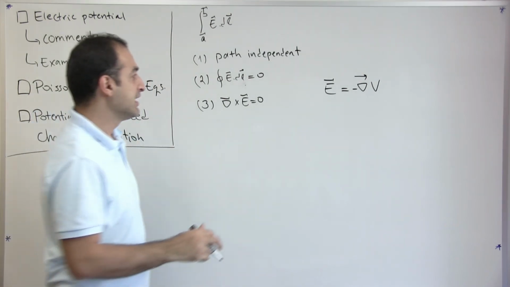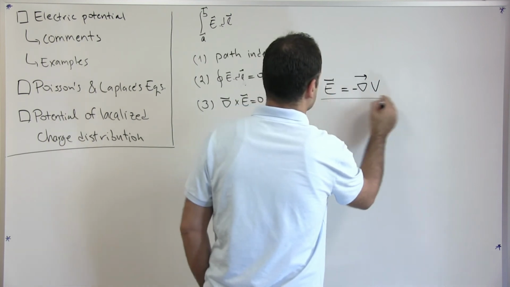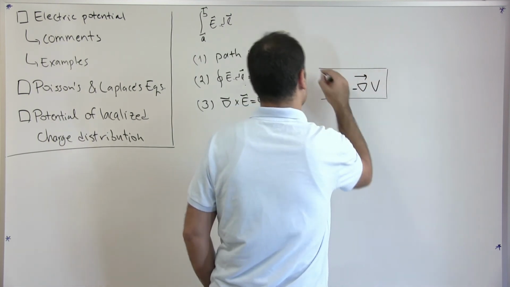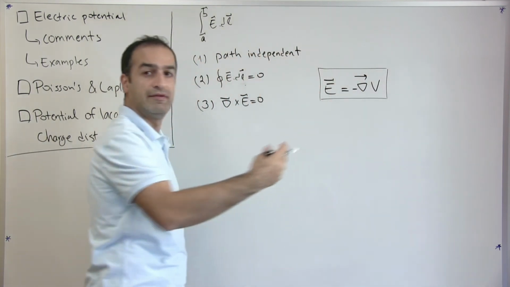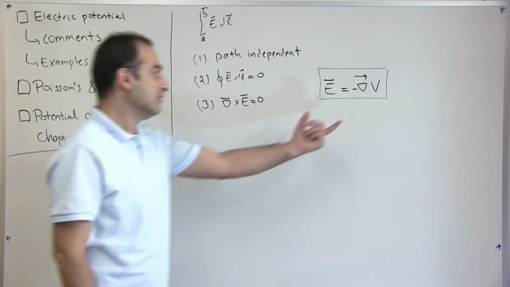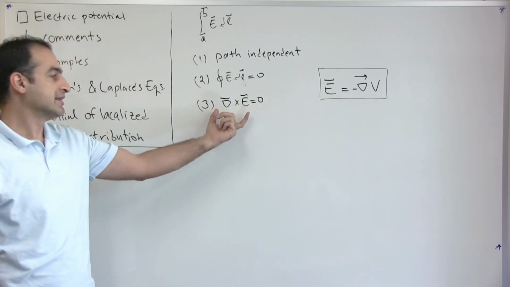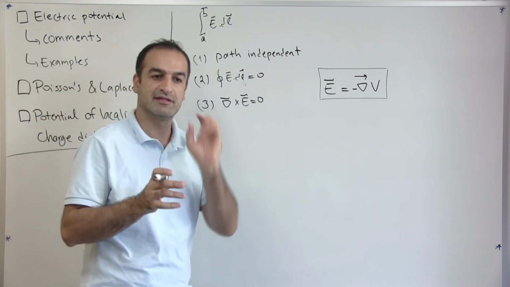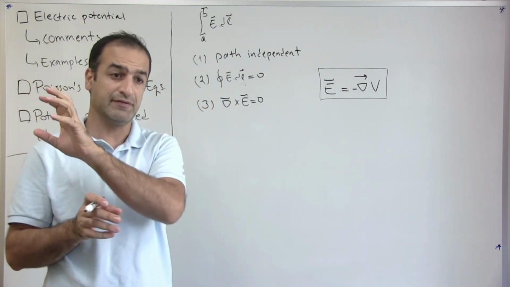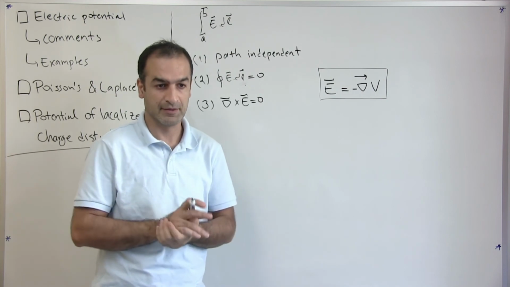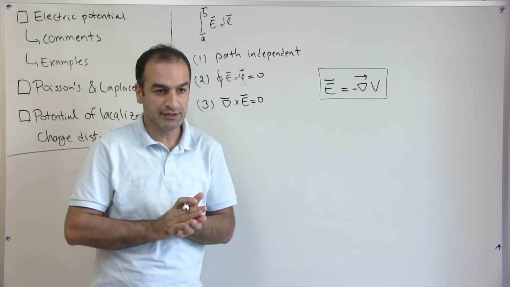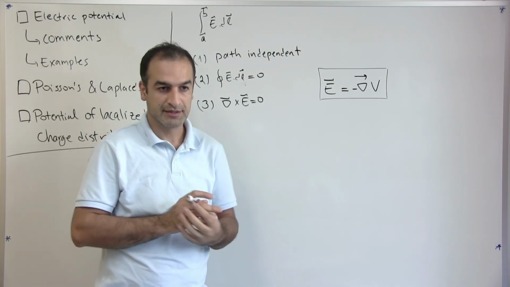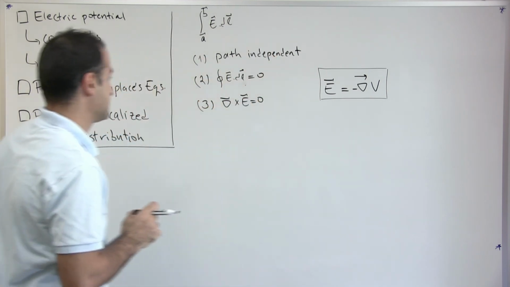If we have E as the gradient of a scalar function, this always satisfies the condition that the curl of E is 0, because of the second derivatives that we discussed: the curl of the gradient of any function is always 0. So far so good? I'm basically recapping what we discussed previously.